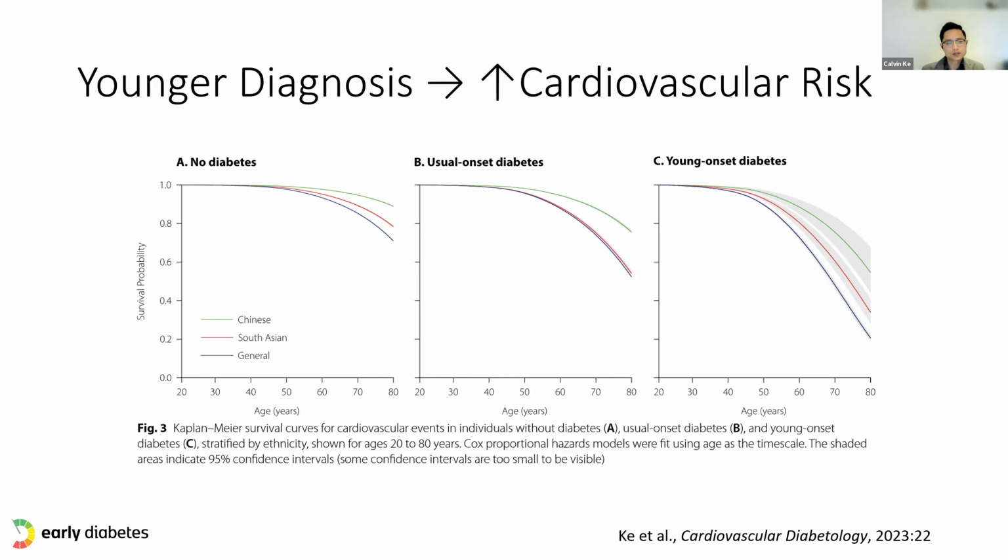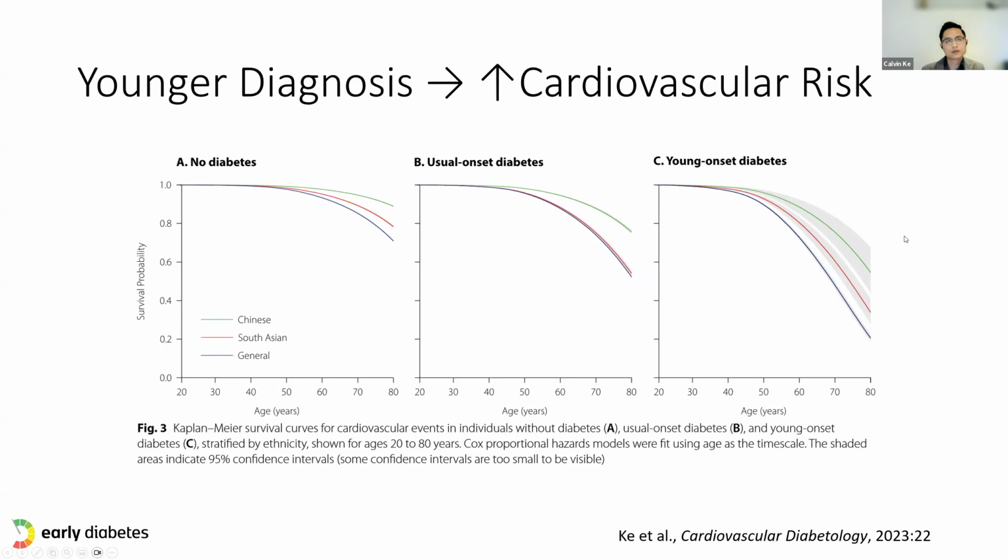So one of the areas that my research focuses on is young adults with type 2 diabetes. And one of the important reasons why we need to focus on this group is that younger diagnosis of diabetes is associated with an increased risk of complications. So you can see in these survival curves that people with young onset diabetes are the most likely to experience complications over their lifetime compared to people who develop diabetes later, which we define as after the age of 40, and also compared to people without diabetes. And so this increased complication risk is very important.